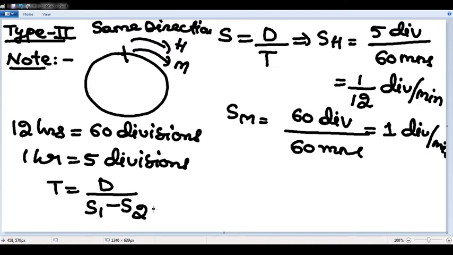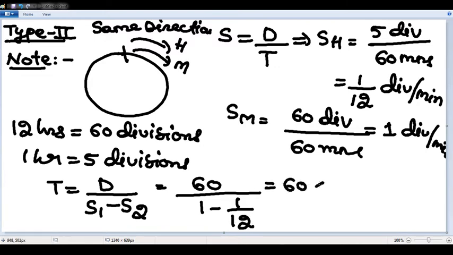Time is equivalent to d by S1 minus S2. Total distance is 60. S1 minus S2, the difference, is 1 minus 1 by 12. 1 minus 1 by 12 is 11 by 12. So the answer is nothing but 720 by 11.